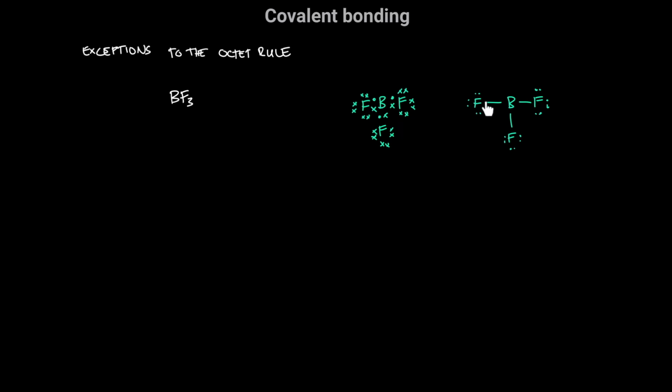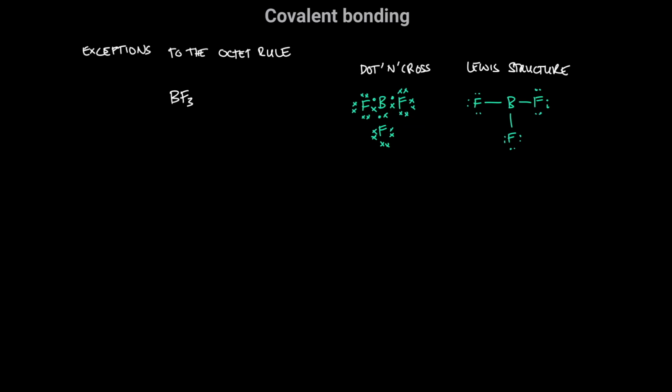So fluorine has a complete octet after making that single bond, but boron doesn't have a complete octet. It has 6 valence electrons even after the bonding has taken place. So this is an example of a molecule that doesn't obey the octet rule. This is the Lewis structure.